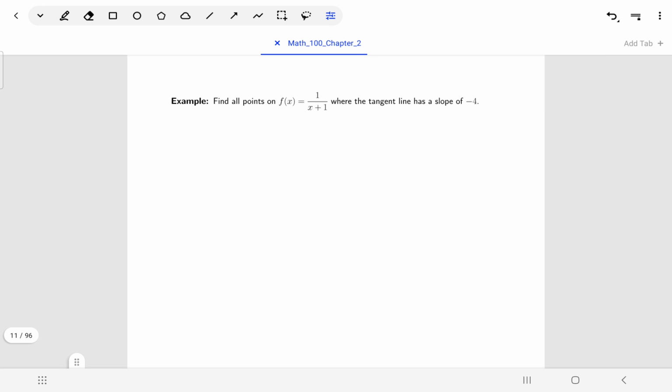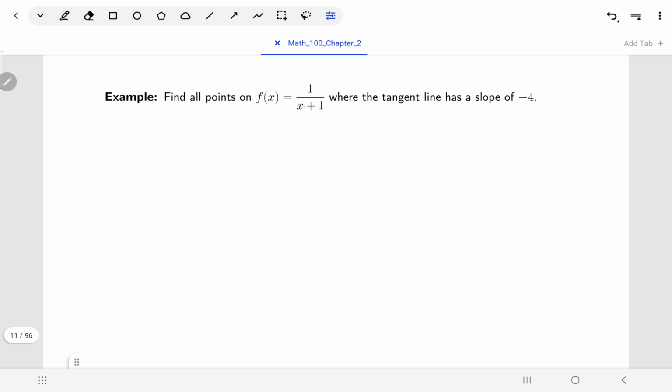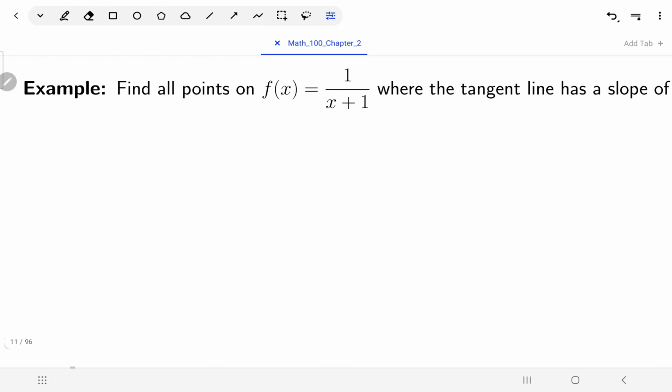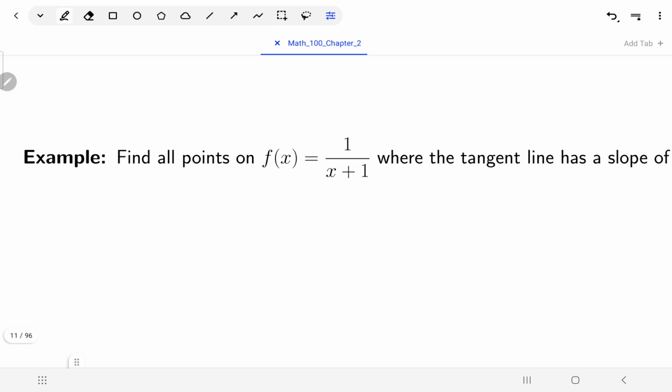Okay, let's do another little example here. We've got a function, f of x is 1 over x plus 1, and we want to know all the points on this function where the tangent line has a slope of -4. So I'm going to say a few things about this before we get started. The first part is, when I say we're looking for all the points, that means I'm looking for x and y coordinates, not just x values.